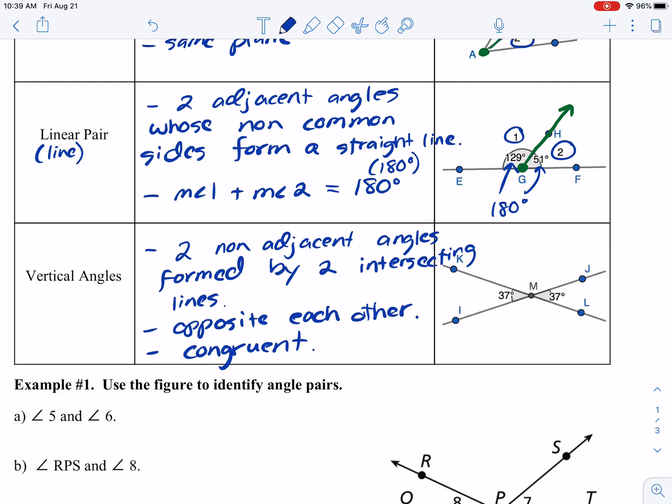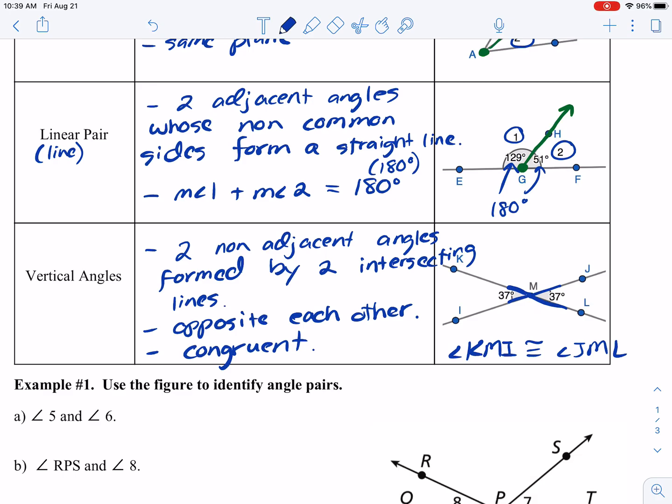Okay. So you can see an example of vertical angles here. That would be angle KMI, this angle, and it is congruent to angle JML, this angle. They both measure 37 degrees. They're opposite of each other. They're non-adjacent. They're formed by two intersecting lines.